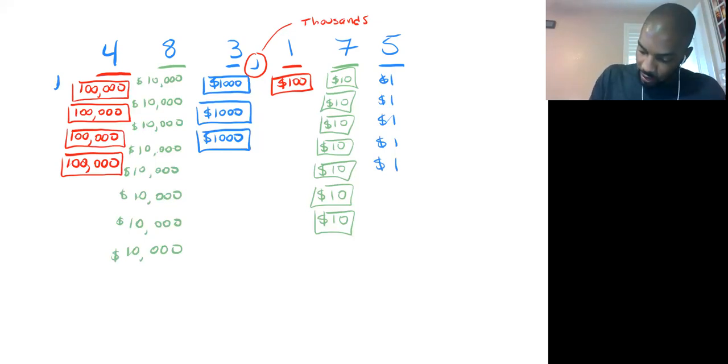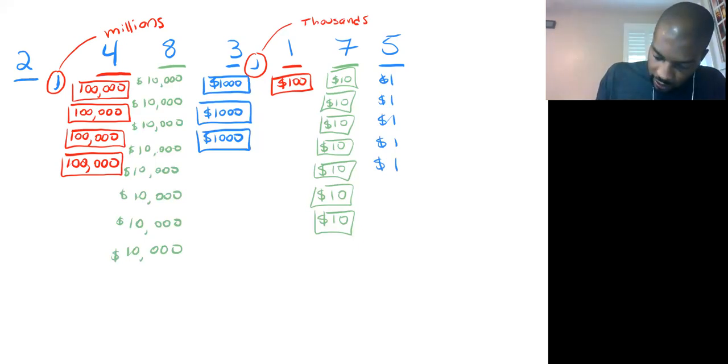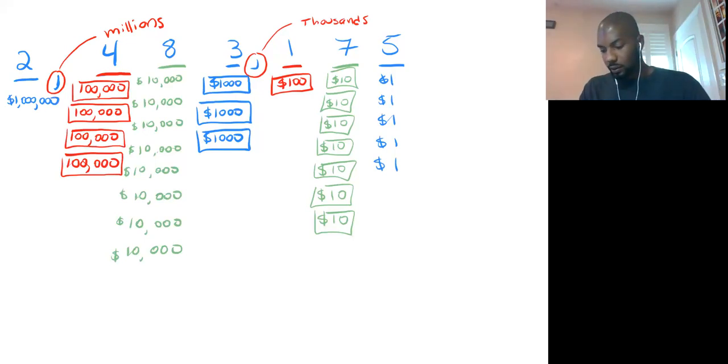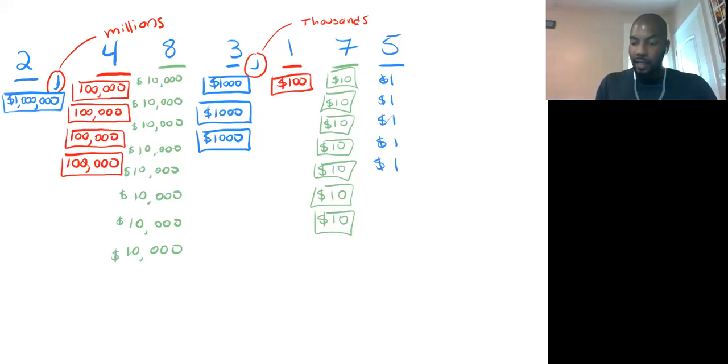We call this the million. Everything in front of it is worth a million. I had the number 2 in here. So I need 2 $1 million bills. That's 1 with 6 zeros behind it. Okay, so there's $1 million. One day, hopefully you make that much. And there's 2 $1 million bills.